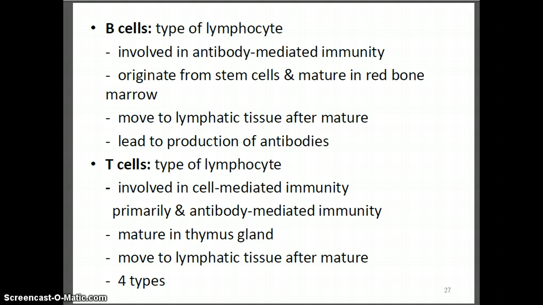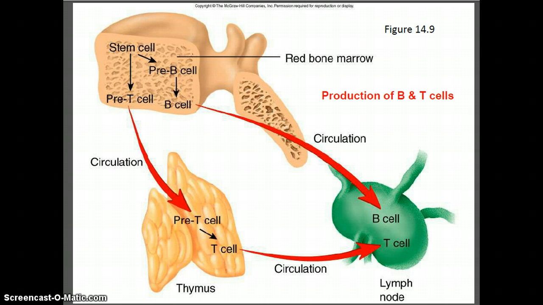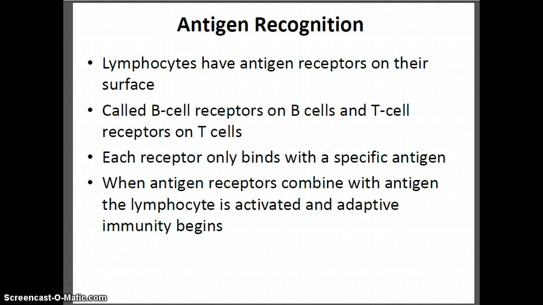T cells are involved in cell-mediated immunity primarily, and to some degree they assist antibody-mediated immunity. They mature in the thymus gland, so T is for thymus. They also move to lymphatic tissue after they mature. There are 4 types, which I'm not going to ask you to memorize. Here is an overview of how these lymphocytes develop. Stem cells lead to all blood cells, but they do produce pre-B cells, which mature in the red bone marrow, and pre-T cells, which migrate to the thymus, and then both of these enter lymph nodes as they mature.